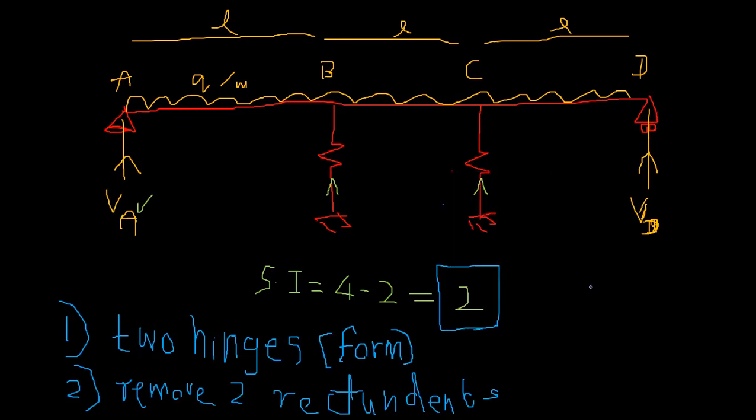So eventually that's going to be zero. So I can form a hinge at B and C, right? Once you form a hinge at B and C, the bending moment at B and C for each member is going to be zero. So your spring doesn't take any bending, right?